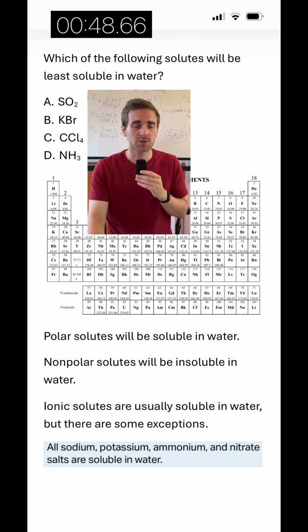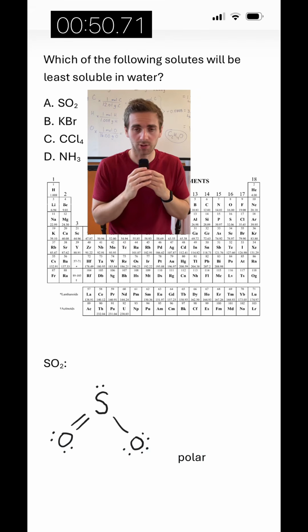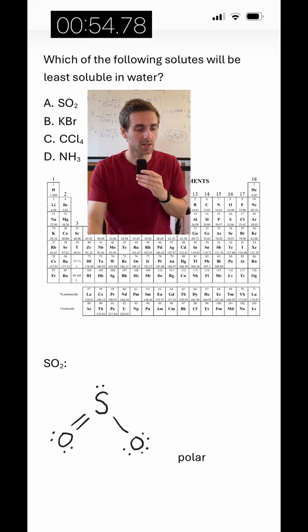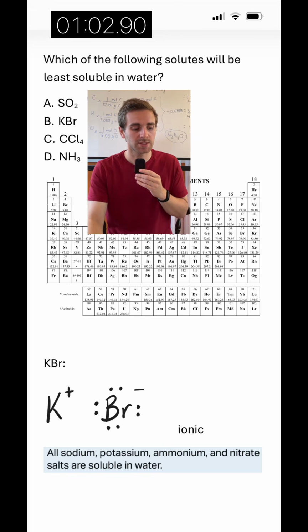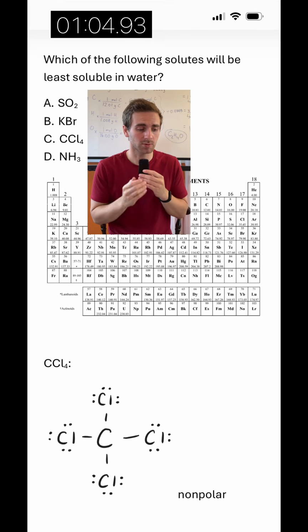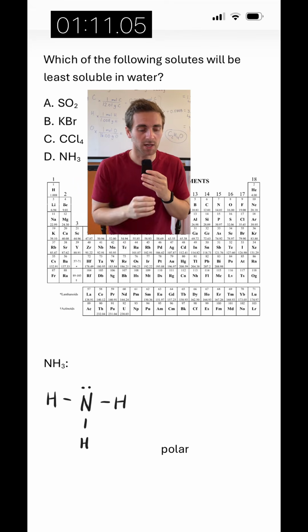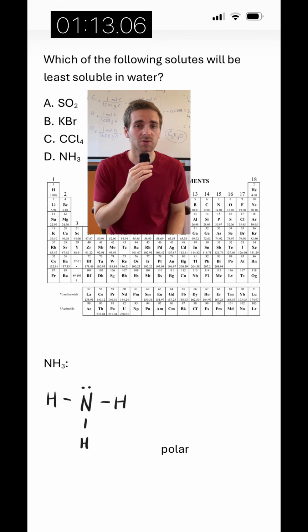So if we look at our options, SO2, here's the Lewis structure for that. That's polar. There's a lone pair on the central atom. KBr, that's ionic. And because it contains potassium, according to our solubility rule, it will be soluble in water. CCl4 is going to be nonpolar because there's no lone pairs on the central atom. It's symmetrical. And then NH3, there is a lone pair on the central atom, so that's polar.